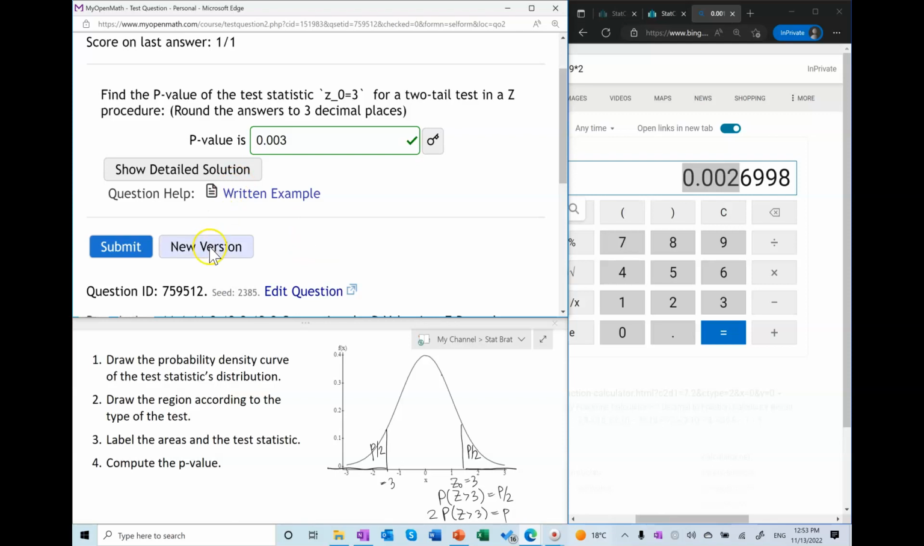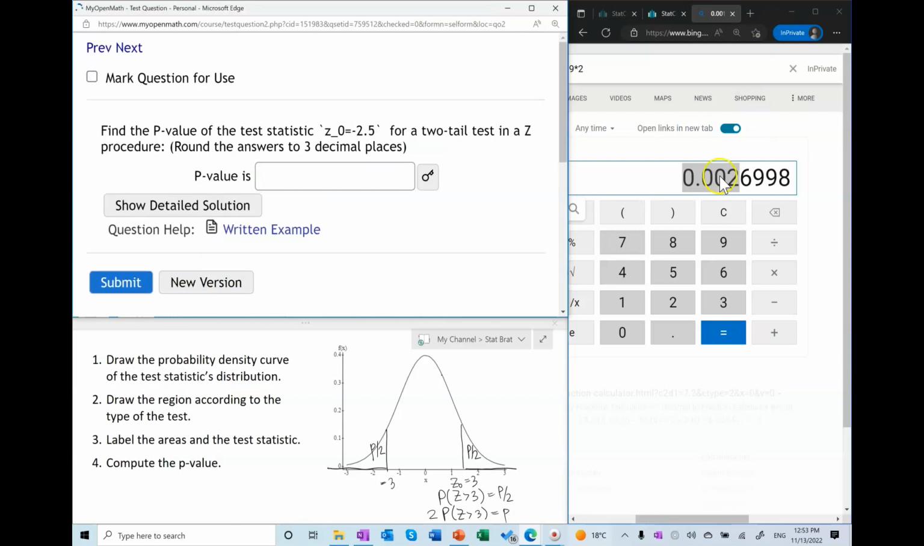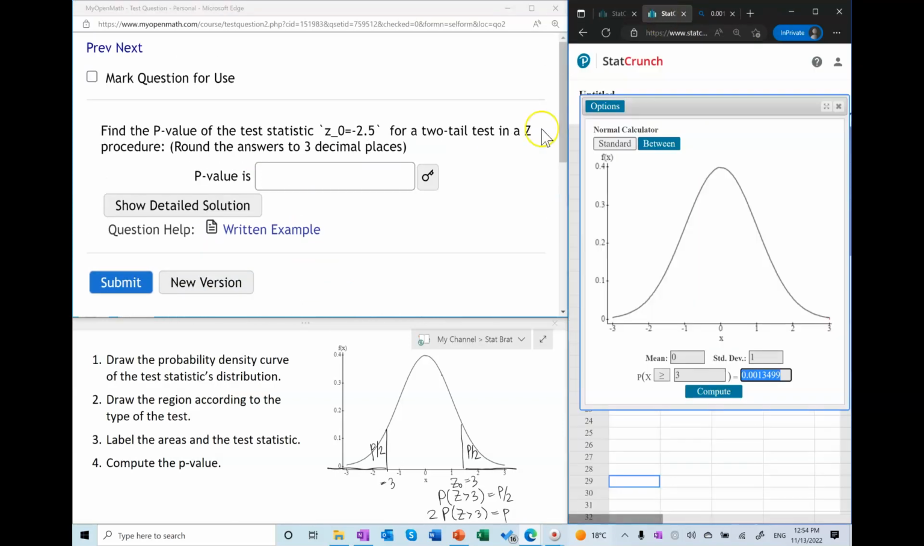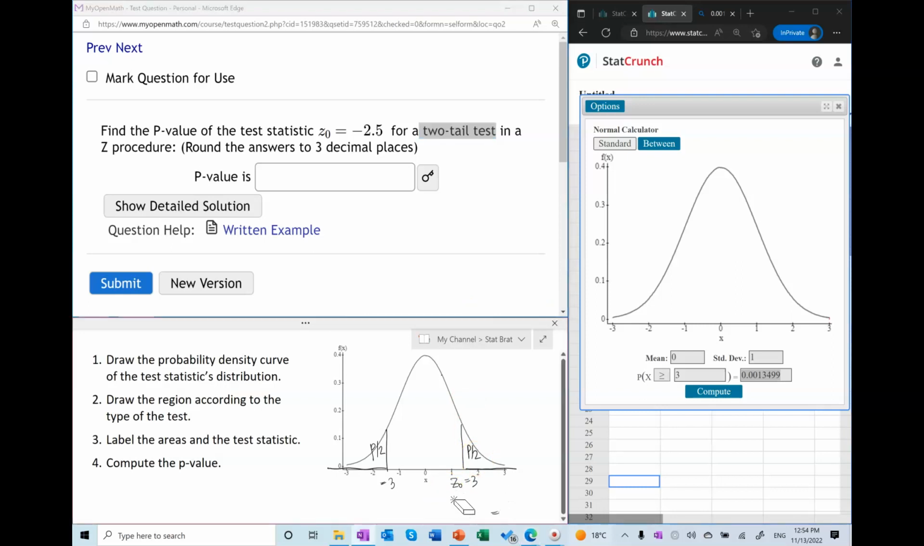All right, so let's now try a couple more problems, and I'm not going to write out all the details. I'm just going to walk you through the thought process as I'm computing it in StatCrunch. This is a two-tailed test, and actually for this one, I may have to draw something out. This is a two-tailed test, so we're going to draw a similar diagram, and now the -2.5 is actually on the left.